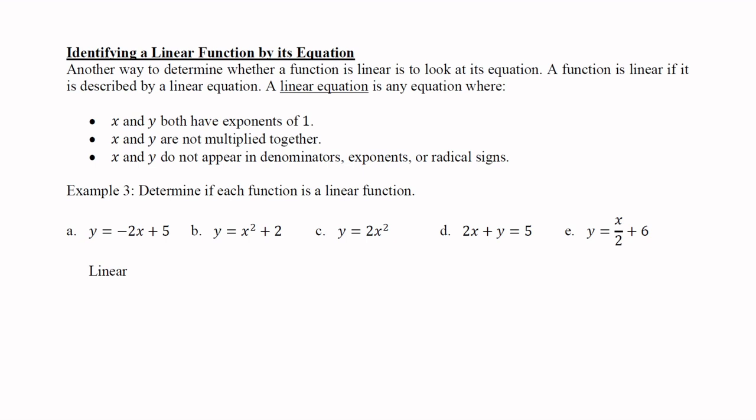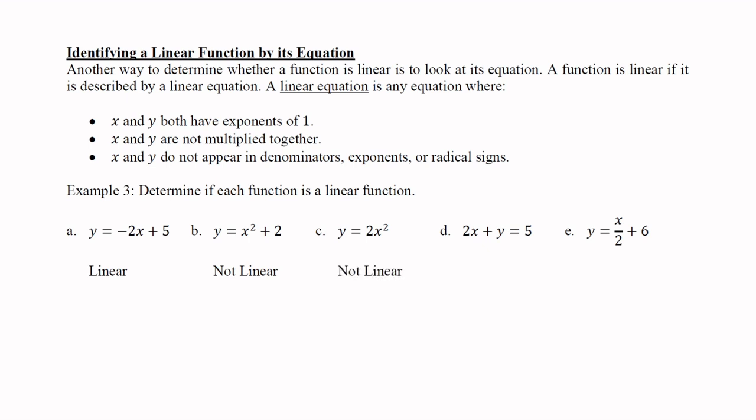For B, we have an x value with an exponent. Since we have an exponent other than 1, it is not linear. The same can be said for C. Again, we have an x value with an exponent of 2, so it is not linear.